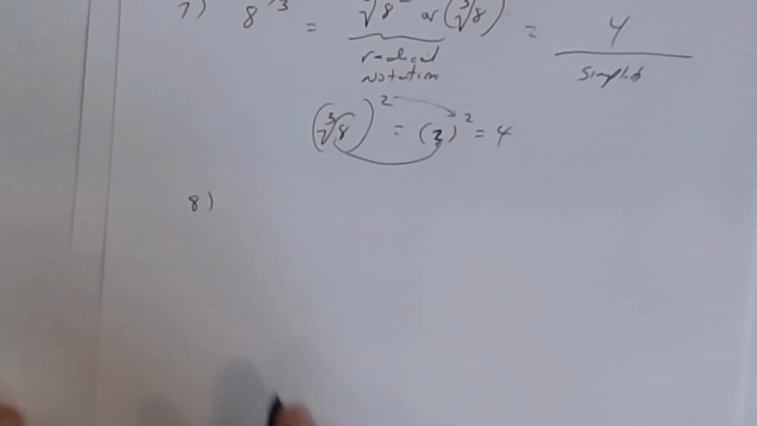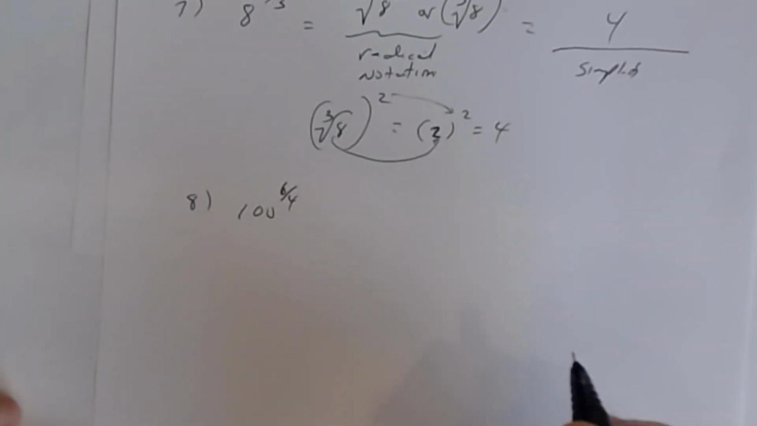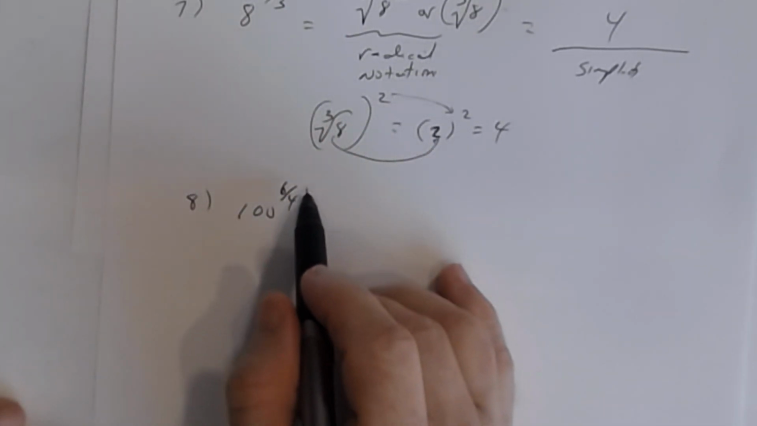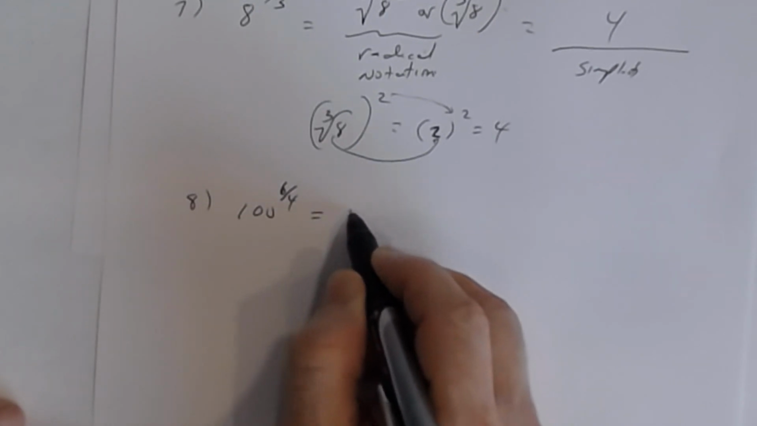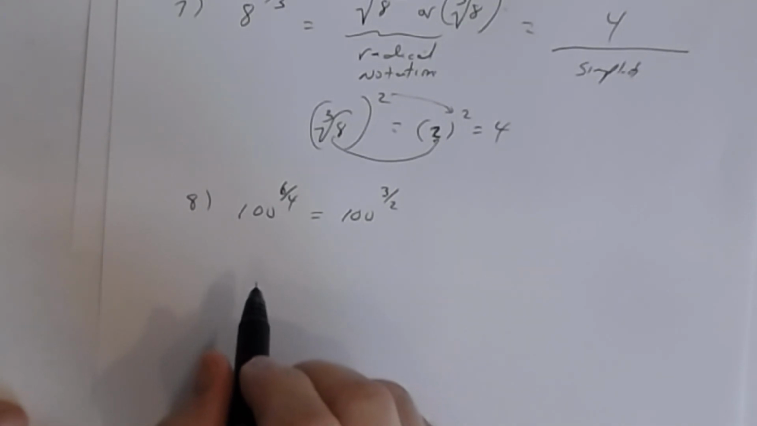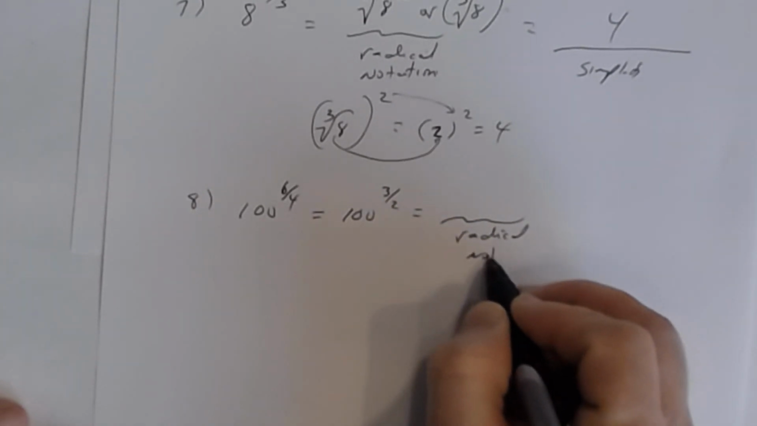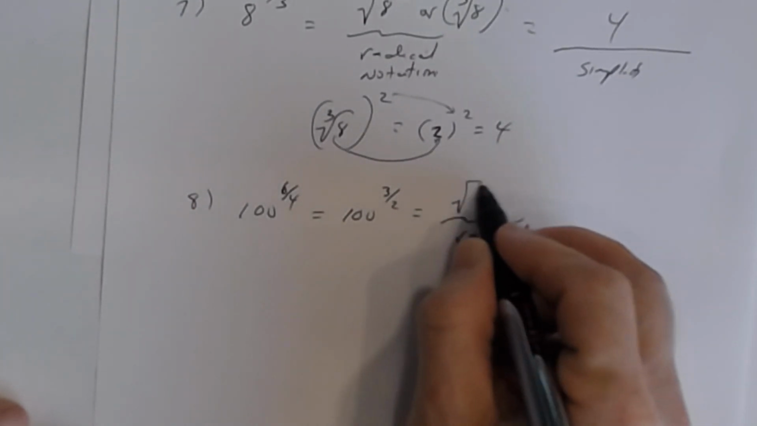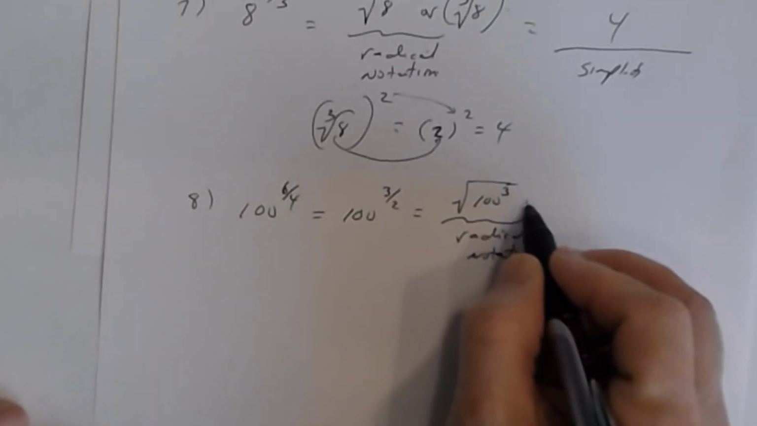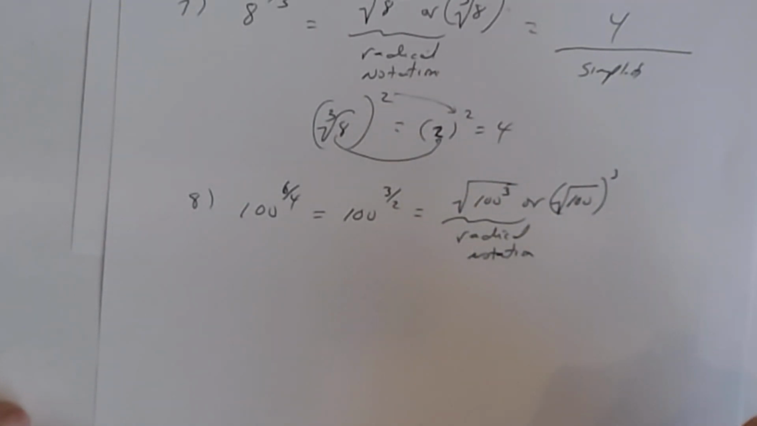Number 8, you have 100 raised to the 6/4. Now, before we write it in radical notation, you can simplify 6/4. So do that first. So you get 100 raised to 3/2. That makes things so much easier for you. Now let's write this as a radical. So in radical notation, this becomes the square root. Your denominator is your index, so the square root of 100 to the 3rd power like this, or you can write this as the square root of 100 cubed like this.